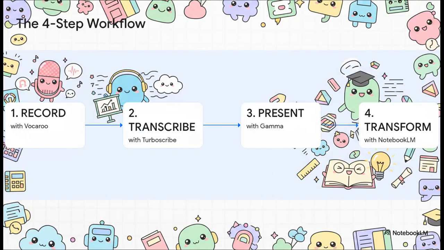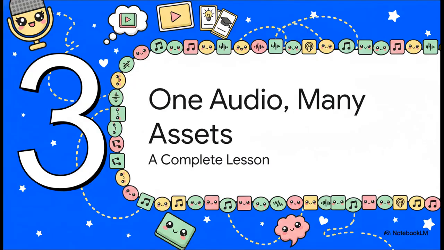So that's the whole workflow in 4 easy-to-remember steps. Record with Vocaroo, transcribe with TurboScribe, present with Gamma, and transform with Notebook LM. See? Simple. Now let's look at how this all comes together to make a complete lesson. This next part is where we go from making a little podcast to creating this rich, multifaceted learning experience, all from that one piece of audio you recorded.